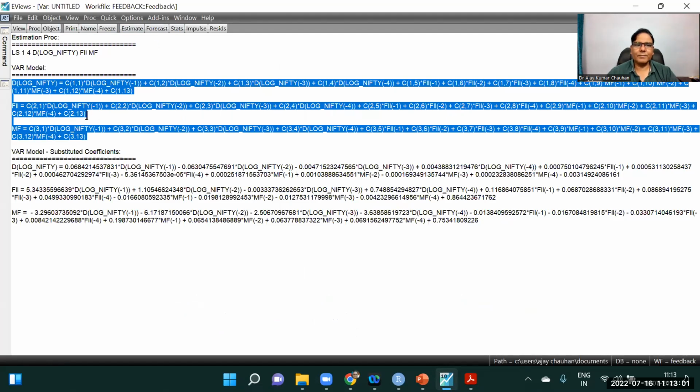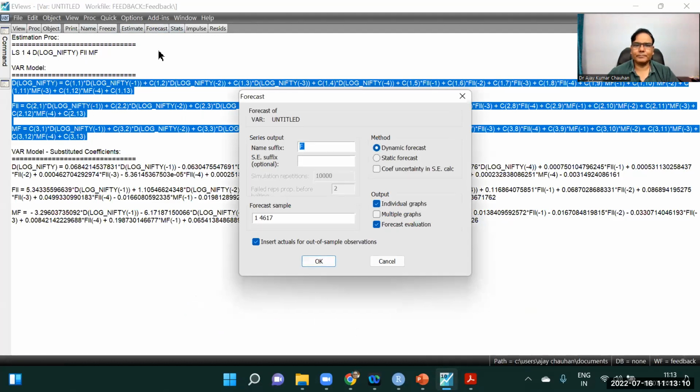With the help of these equations, you can do the forecasting. For example, you can go to the forecast option, and you can forecast any of the series. If you want to do a dynamic forecast, you need to add the sample. Let me show you.